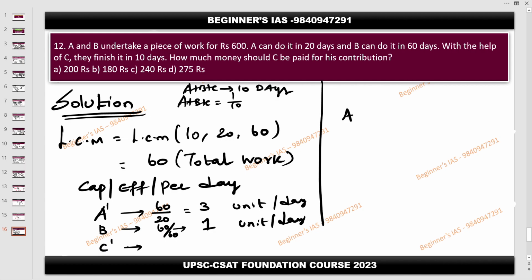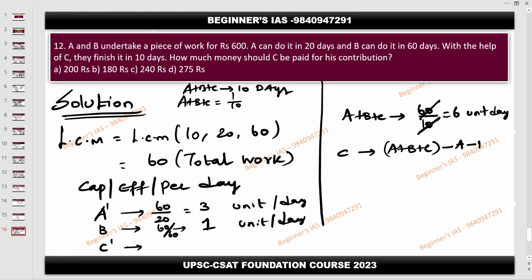But listen, if all of them are working, they take 10 days, which means we can identify how many units are completed by them in a day. So here 60 by 10, which means 6 units per day. So in order to calculate C, what we have to do? C is equal to A plus B plus C minus A minus B. Therefore, C's efficiency per day. So what is A plus B plus C's efficiency per day? 6. A's 3. Then B's 1. Therefore, 2 units per day. Understood?